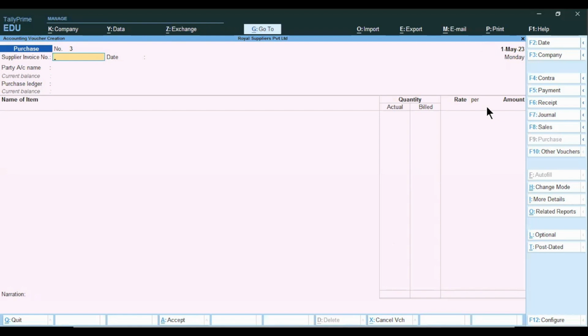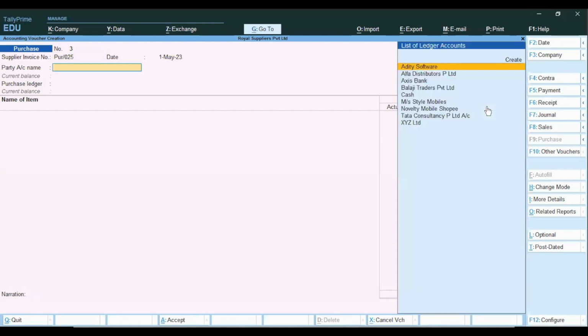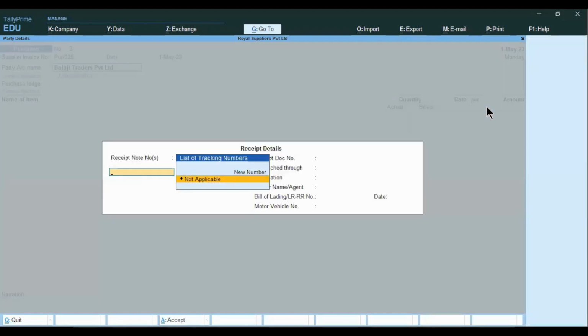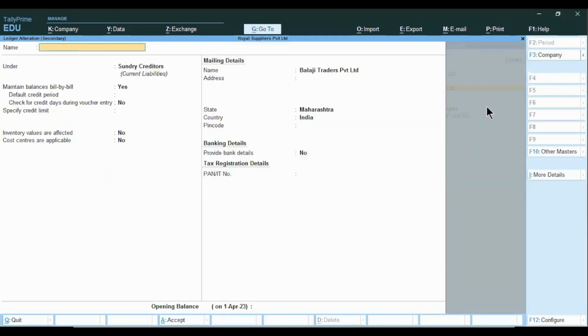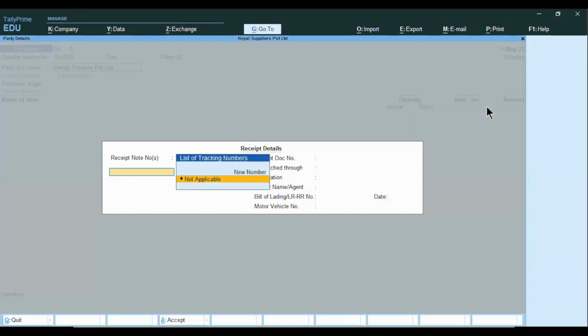Supplier's invoice was purchase 025, enter, dated 1st of May, party Balaji Traders, enter. If we are going through the purchase order processing, here you will have the challan number or receipt note number. At present we are just entering the invoice, so there is nothing to be selected. At receipt details, enter, Control A.